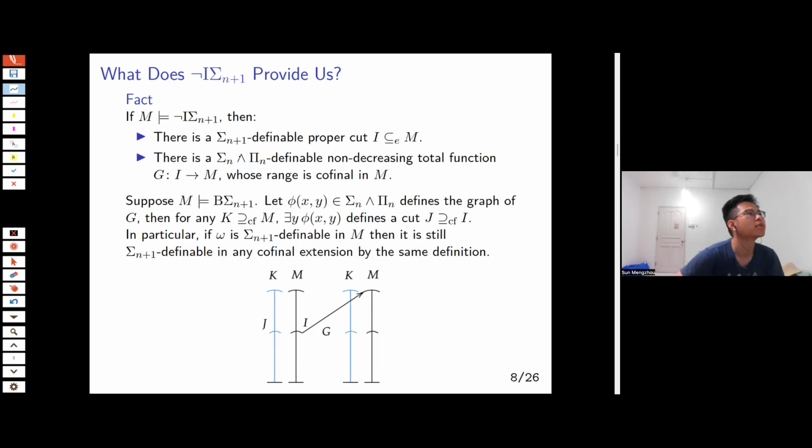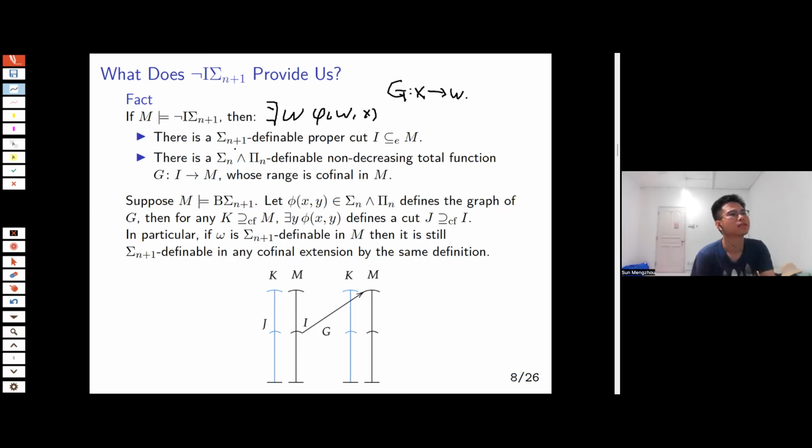I mean, if the sigma plus 1 formula is like there is a W by W X, then the function G actually goes from X to the least W. It might be the case that there's no minimal sigma plus 1 definable cut.